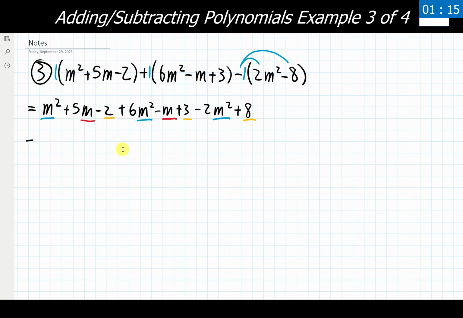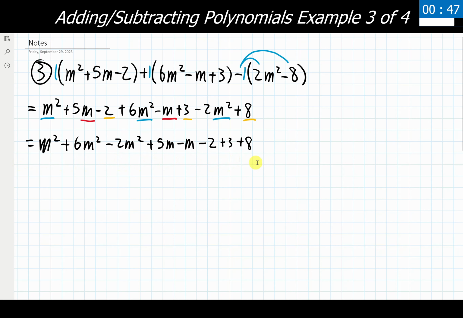So let's go ahead and reorganize this. We're going to put all of the m squareds next to one another. We have 3 of them, so we should have 3 showing up. Whoops, this end part here. Let's go ahead and put the m's together as well. I've got 2 of those, so I should have 2 showing up here. Perfect. And then my constants at the very end, and the 3 of those there. And now that we have all of our like terms next to one another, now we can add or subtract the coefficients together and see what we get.